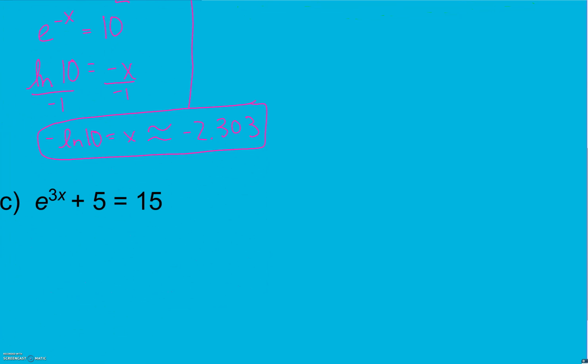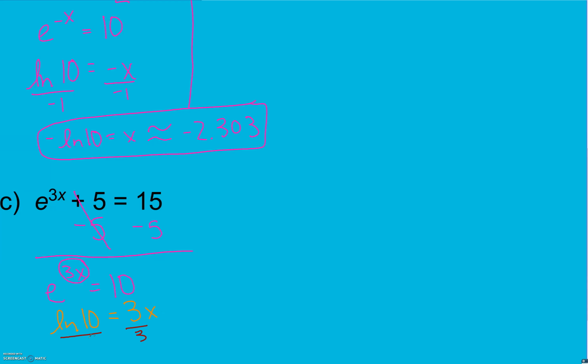Let's try the last one here. First we have to get our exponential by itself by subtracting 5. e to the 3x power equals 10. Now because we have that variable in the exponent, we have got to switch to exponential form. ln of 10, which is log base e of 10, equals 3x.